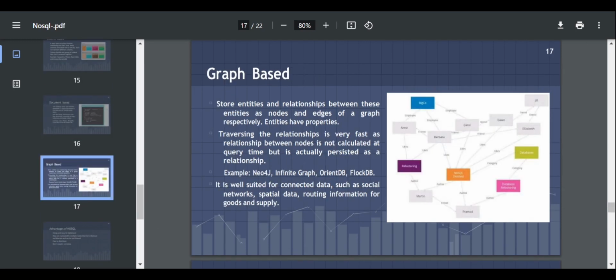Graph-based databases store entities and relationships between these entities as nodes and edges of a graph, respectively. Entities have properties. Traversing the relationships is very fast. A relationship between nodes is not calculated at query time but is actually persisted as a relationship. Examples: Neo4j, InfiniteGraph, OrientDB, FlockDB. As you can see, it is well suited for connected data such as social networks, spatial data, and routing information for goods and supply.